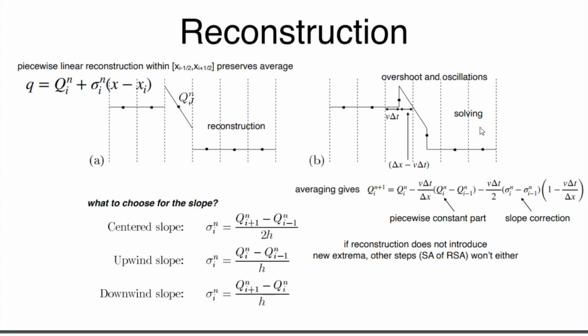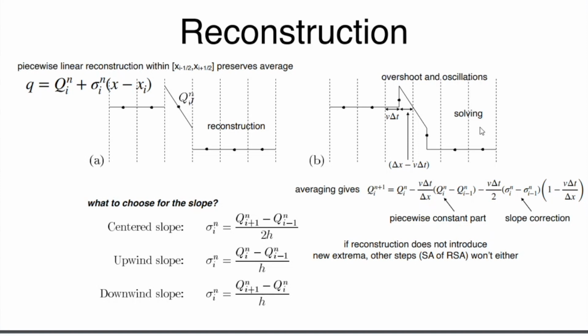You saw the Lax-Wendroff oscillations. This is another way of looking at it. So this is not good. These slopes have to be chosen extremely carefully. Okay, so these are different centered, upwind and downwind slopes. I'm not going to talk about this part.